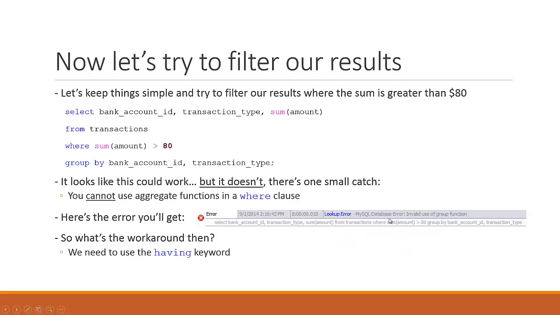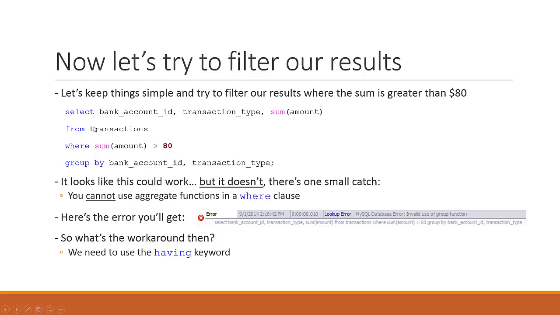So, having seen our new schema, let's keep things as simple as possible and try to filter our results where the sum is greater than $80, because that's the answer to the question that we want to give: who has more than $80 in their account after all is said and done, after all the transactions are tallied up.